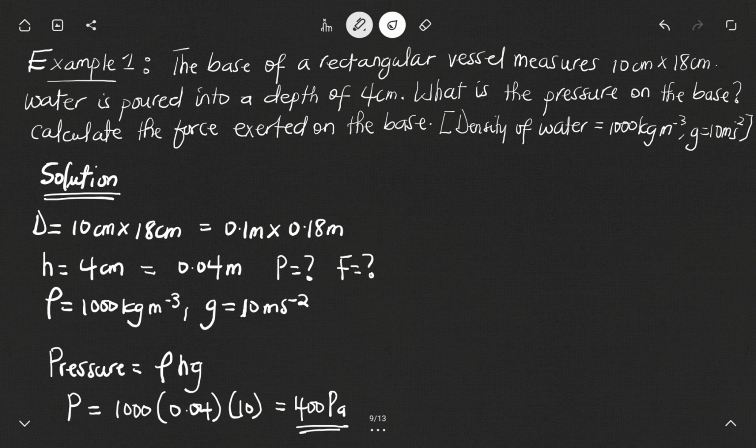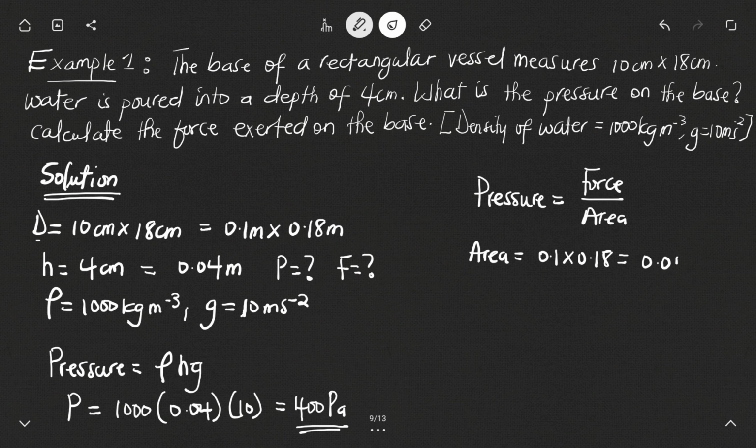Now, the second aspect of the question is saying we have to calculate the force exerted on the base. All right, so we know that pressure equals force over area. That's the normal formula. But we have the pressure, we know it's 400 Pascal, right? We're asked to find the force, which we do not know, but we can calculate the area from the dimensions of the base given. So the area here will be equal to 0.1 multiplied by 0.18, which is going to give me 0.018 meters squared as my area for the base.